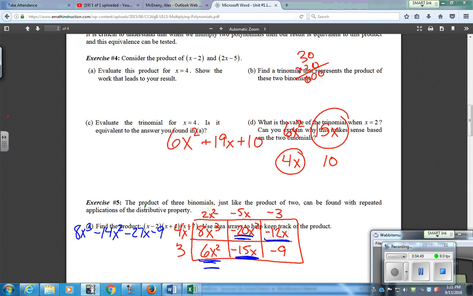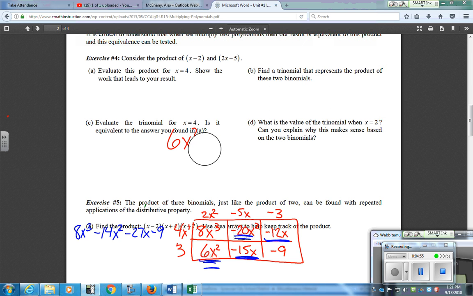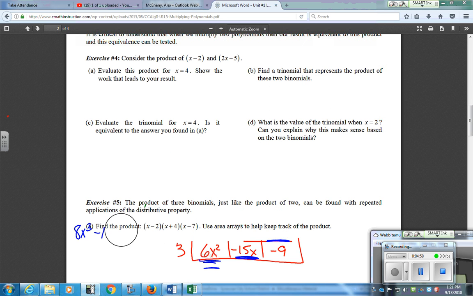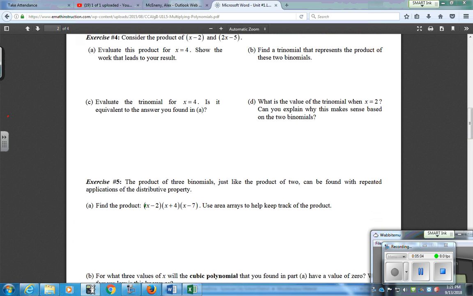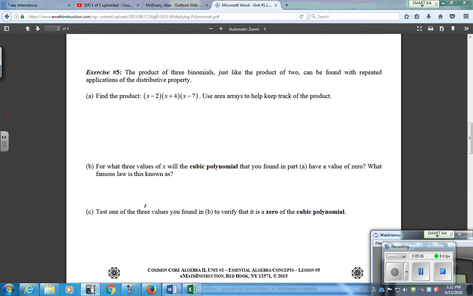The last one we're going to look at is exercise number 5. So they want us to find the product, and they give us 3 factors in this case. So we're going to have to do 2 at a time. I'm going to do a 2 by 2 box. We've got x and negative 2, and then we've got x and 4. So we get x squared, minus 2x, plus 4x, and then negative 8.